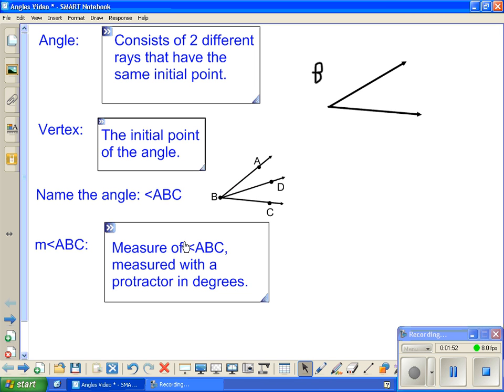The measure of an angle is measured with a protractor in degrees, and that talks about the distance from here to here, distance from here to here in degrees. And we will talk about that using a protractor in just a minute.